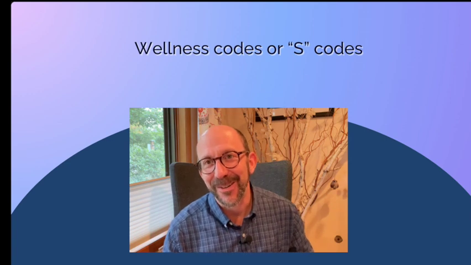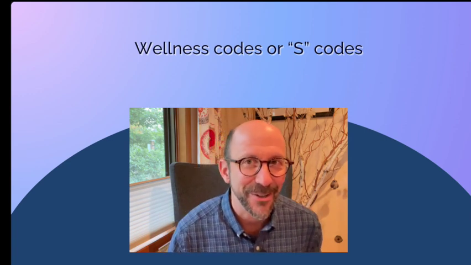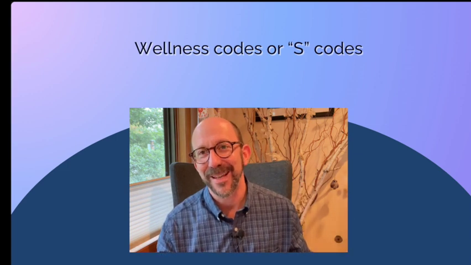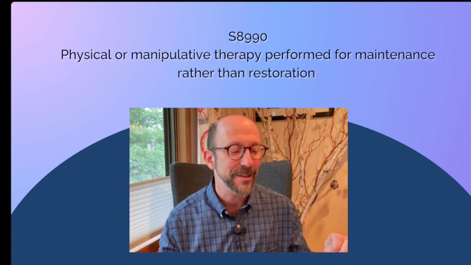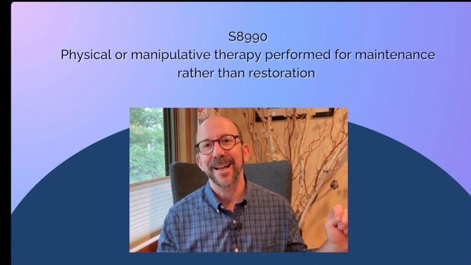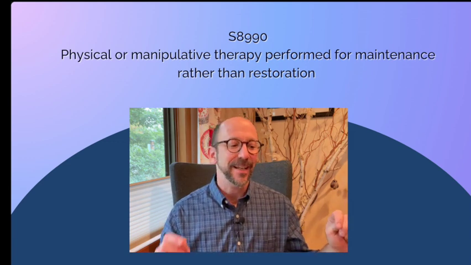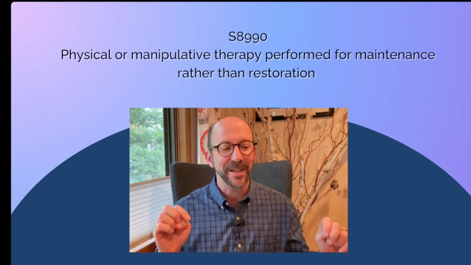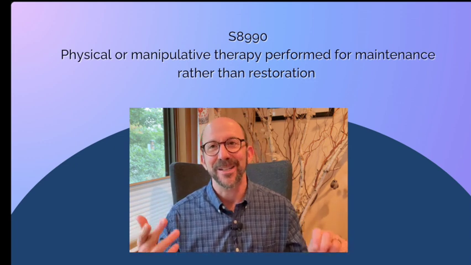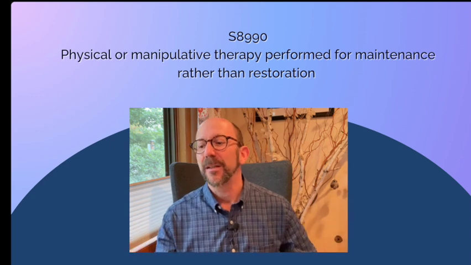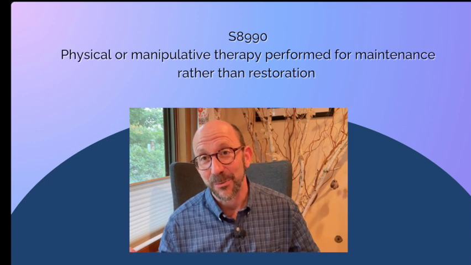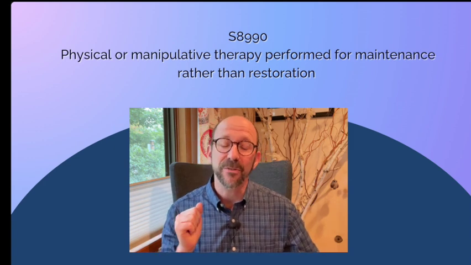Let's talk about our wellness codes. We call these S codes, not to be confused with the diagnosis codes that start with S for injury. I know, it's so stupid. S8990 is a physical or manipulative therapy performed for maintenance or prevention and not restoration. So that's wellness care. The insurance companies don't want to pay for wellness care. Medicare doesn't want to pay for wellness care. Patients want to pay for wellness care.